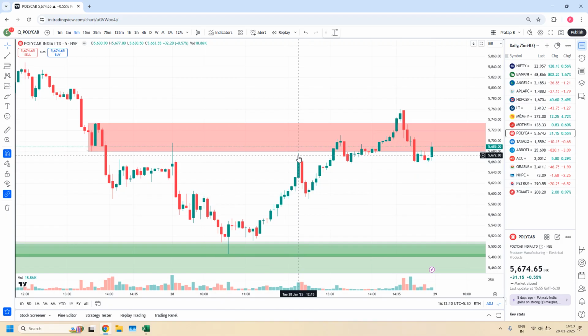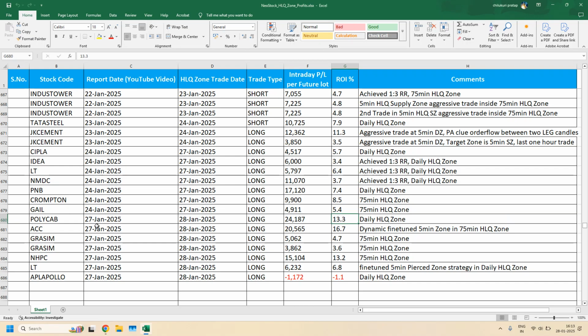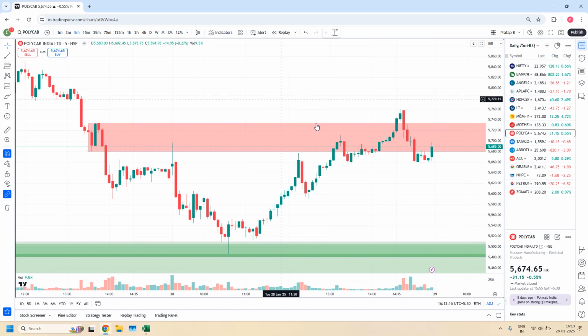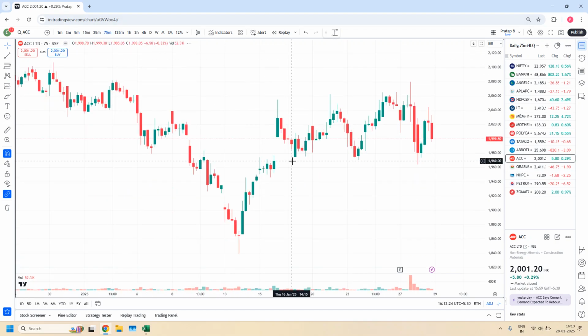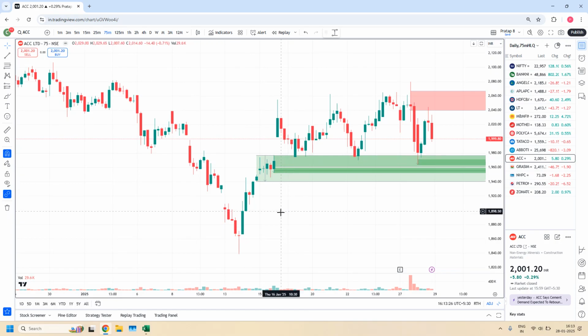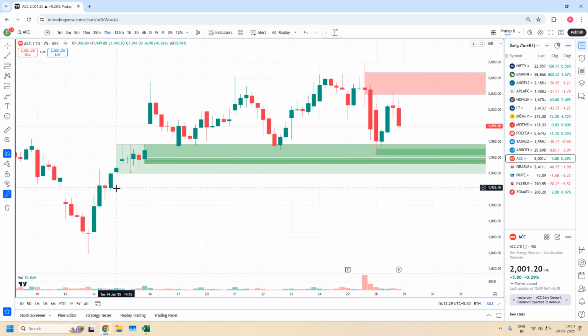Okay, this is about Polycab, and the next one is ACC. ACC is a 75 minutes high liquidity zone. How did our software identify this zone? Our software identified this zone as a rally, 1, 2, 3, 4, 5, 6 base candles and a rally candle with hidden body. This is what our software suggested. So this is the login, 14th January.